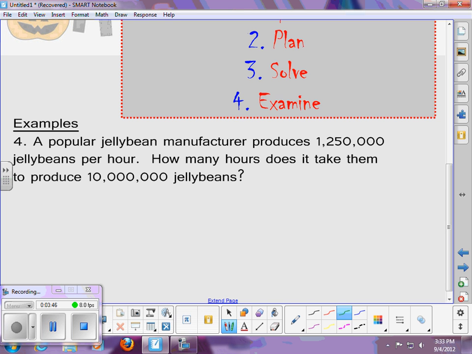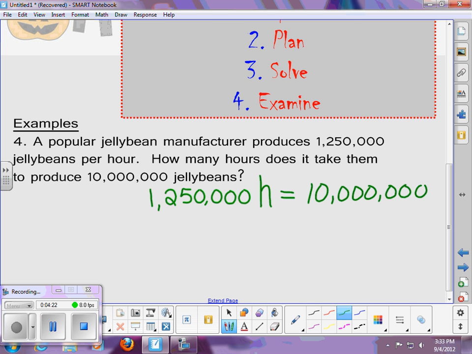Thinking about the problem, they make 1,250,000 jelly beans an hour. And we've got to figure out how long it's going to take to make 10 million. So, my plan is, it's going to take my 1,250,000 jelly beans that they make per hour, multiply it by something, some H number, for the number of hours that it's going to take to make 10 million jelly beans. So in my plan, I wrote out an equation.